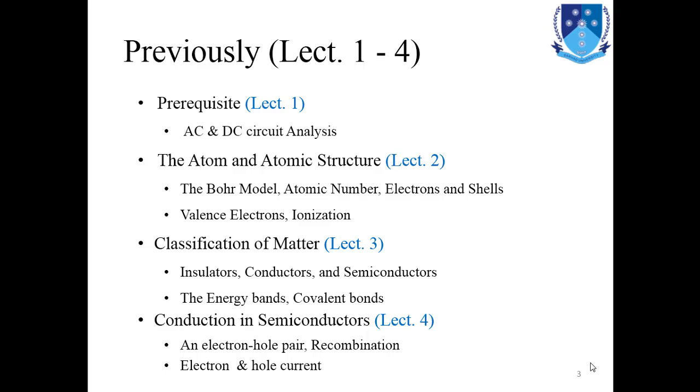And finally, we discussed the two types of current in semiconductors. One is due to the electrons, which is known as electron current or simply electronic current. And the other type is based on holes. So that type of current which is because of holes is known as hole current.